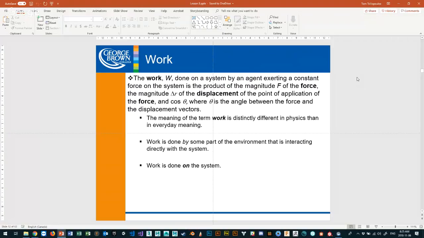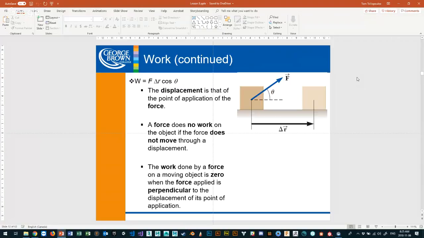Okay, work W is done on a system by an agent exerting a constant force on the system. And this is a product of the magnitude F of the force, all right? And what we're trying to do is use force to do some work on a system. That's what's happening, right? So that's what I want to talk about.